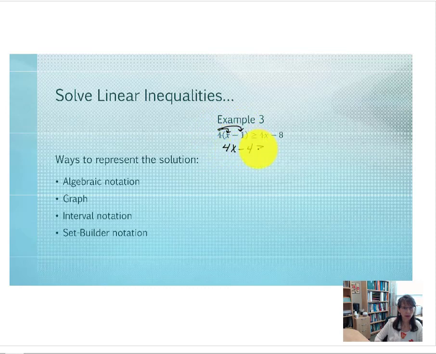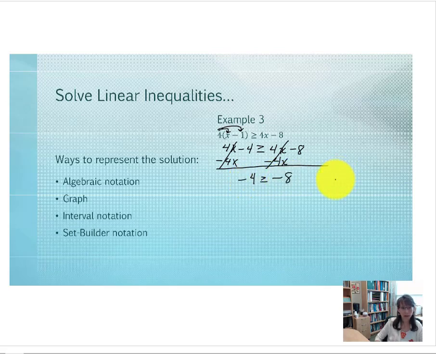4x minus 4 is greater or equal to 4x minus 8. Collecting my variables on the left side, I will subtract 4x. So 4x minus 4x eliminates on the right, and it eliminates on the left side of the inequality. I have negative 4 is greater or equal to negative 8. Is negative 4 greater or equal to negative 8? Well, we know it's not equal to.